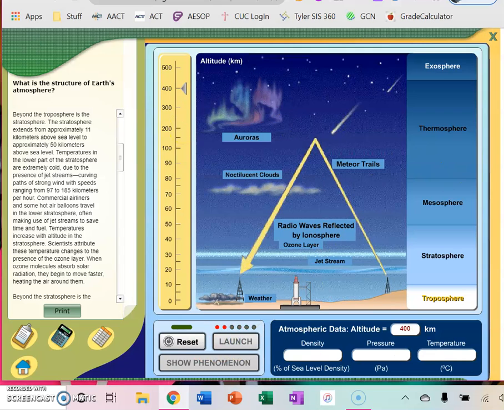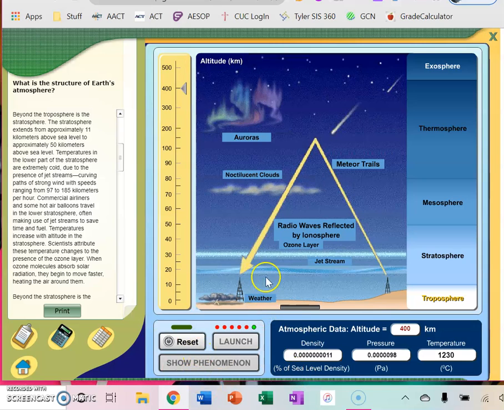400 kilometers. Auroras are brilliantly colored flashes of light that occur when solar flares from the sun create magnetic storms near the poles of the Earth. Auroras are sometimes called the northern or southern lights.